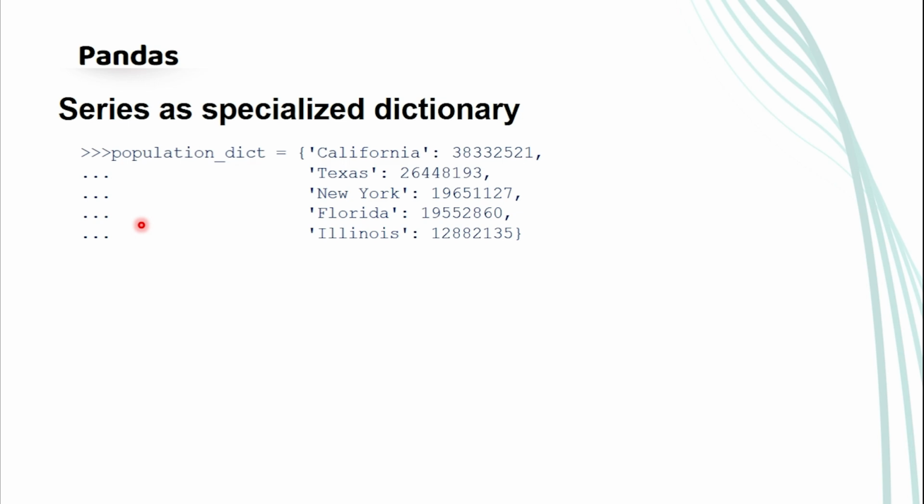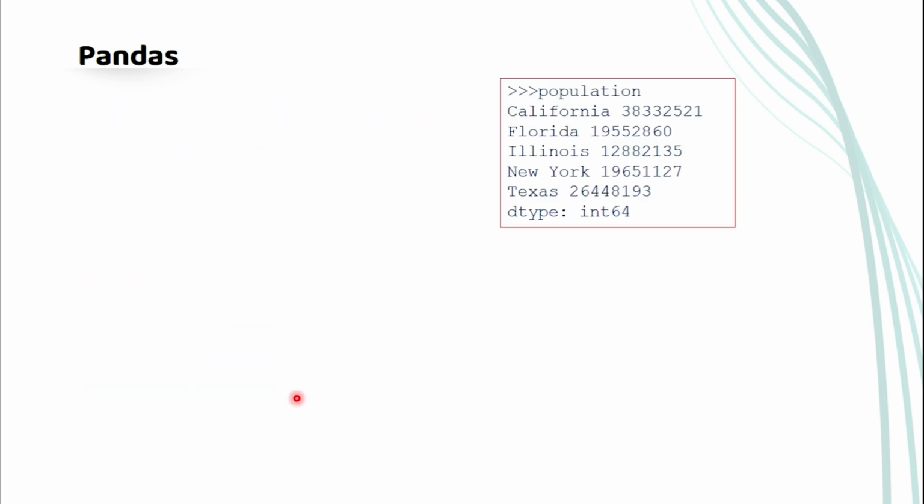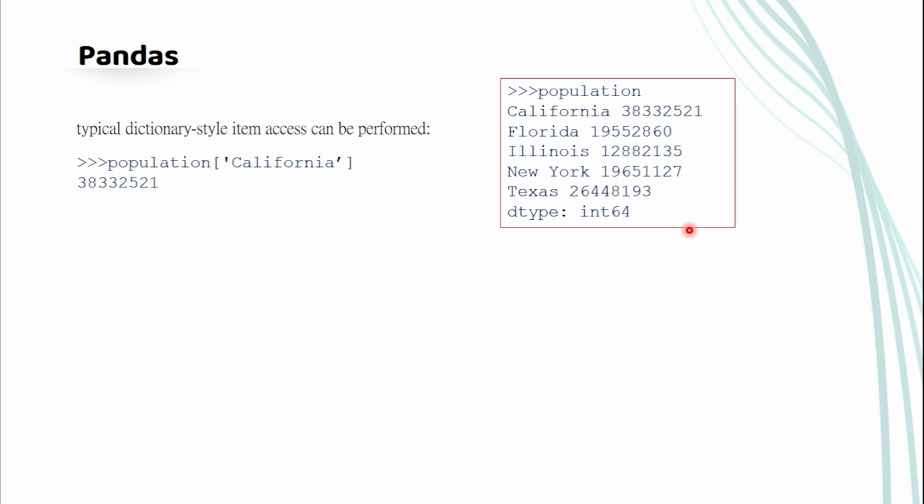We can make the key to the value. Here we can define a dictionary like this one, and we can create a series from this dictionary. If we create the series using a dictionary, then the key is the index and the value is the content of the series. So if we have the series population like this one, dictionary-style item access can be performed. Here, population of California gives us the data about the population of California. So here is this value.